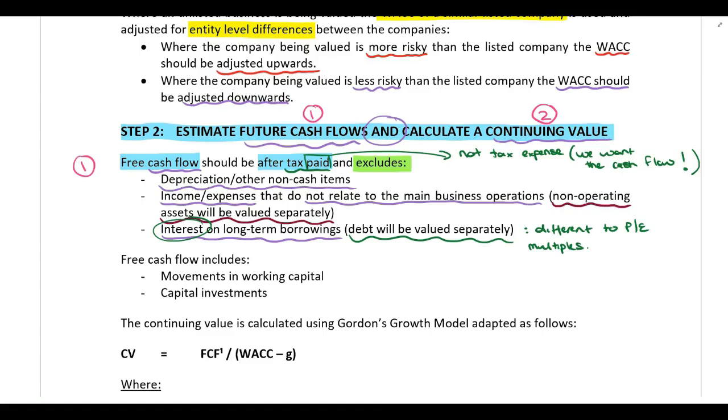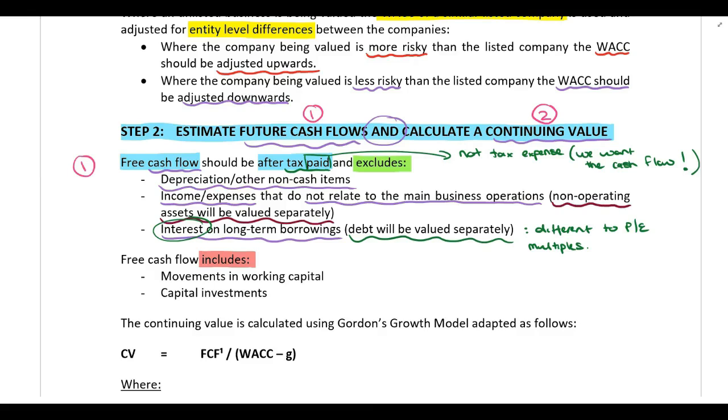Then, free cash flow includes your movement in working capital. And remember, the logic behind this is very similar to what we looked at with capital investment decisions. We are going to include sales and cost of sales in our calculation. Sales includes both cash and credit sales. So we take the movement in debtors into account so that we just have the cash portion. We are trying to estimate cash flows.